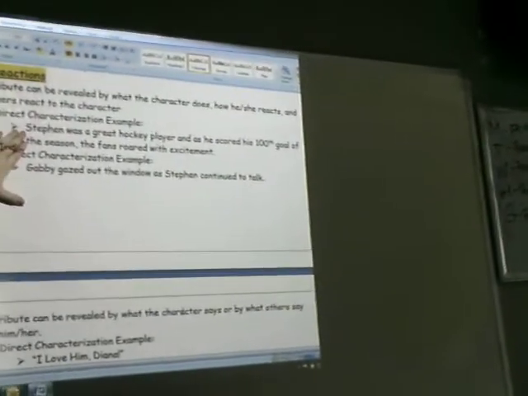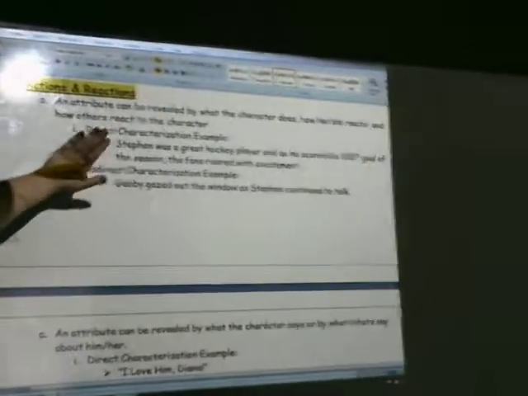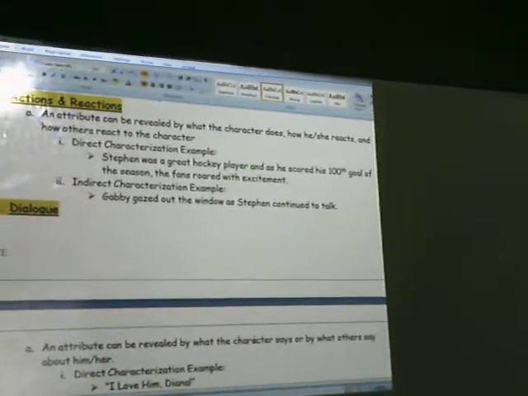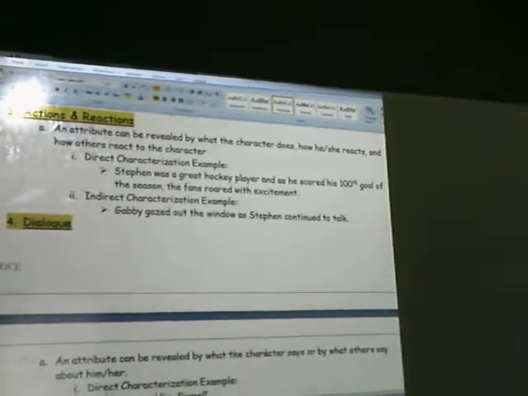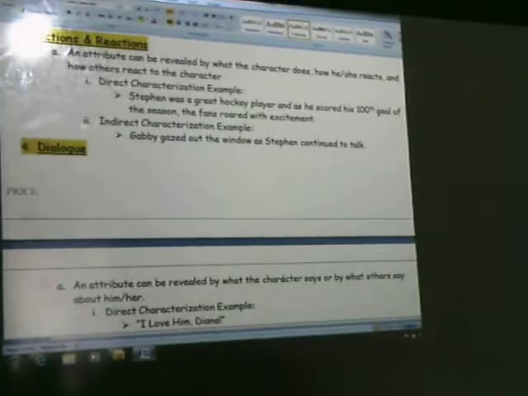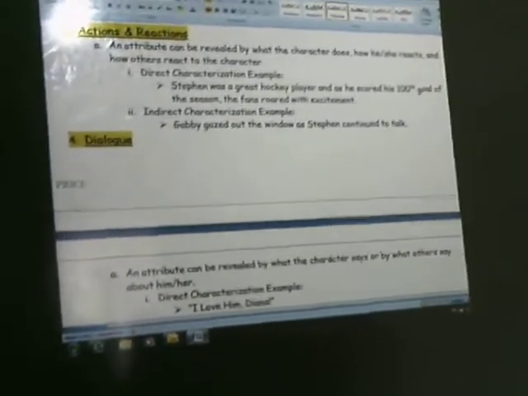Direct characterization example. So is this leaving something to infer? Do you have to figure this out? No, it's just going to tell you, right? Okay. Read that for me, please, in a big voice. Maddie. Stefan was a great hockey player, and as he scored his 100th goal of the season, the fans roared with excitement. Okay, so what did you learn about Stefan right there? Pretty simple, guys. It's right there. What did you learn about him, Alyssa? Good, he's a great hockey player, okay?